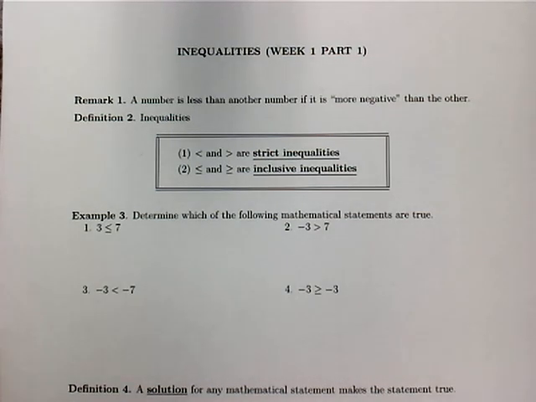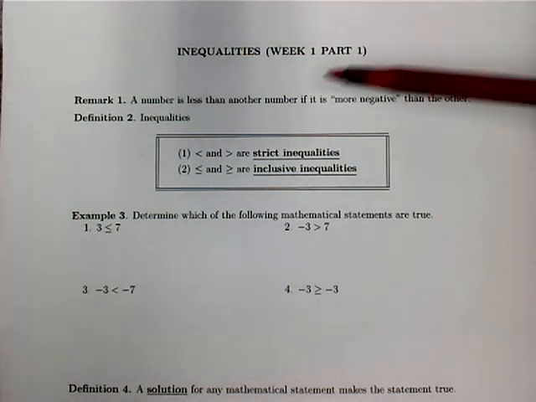Today we're going to start on the review of stuff we need to do for week one, and we're going to start with inequalities. So a number is less than another number if it is more negative than the other. And when we're dealing with inequalities, we have two types: strict inequalities and inclusive inequalities.